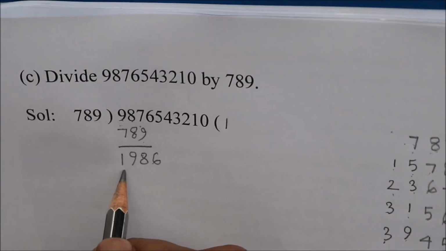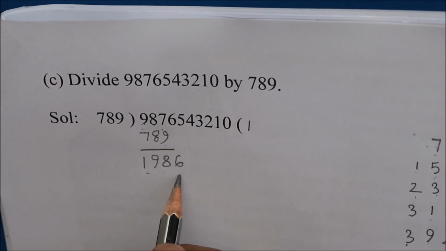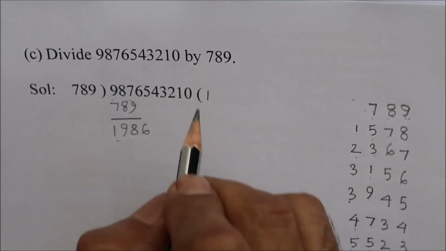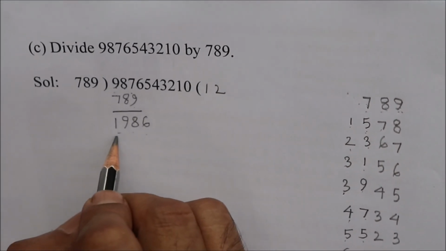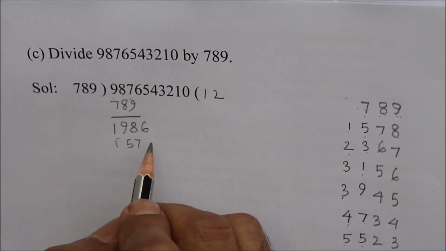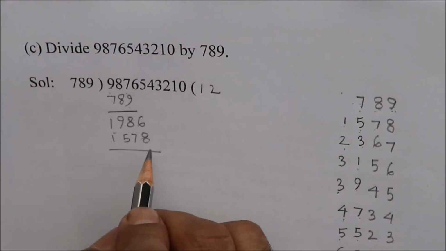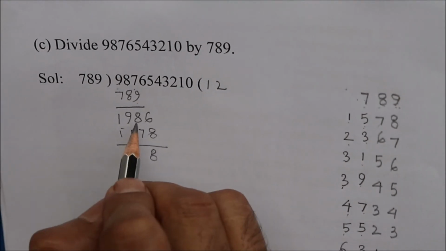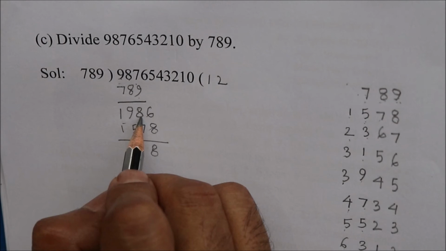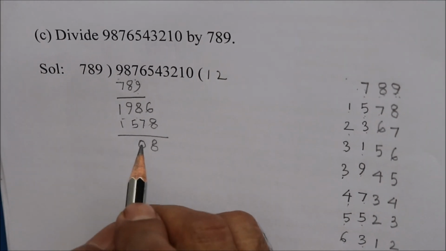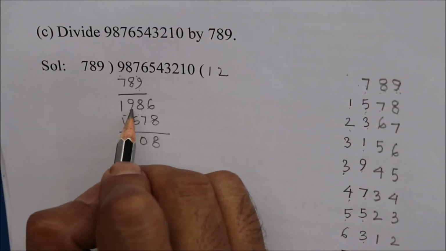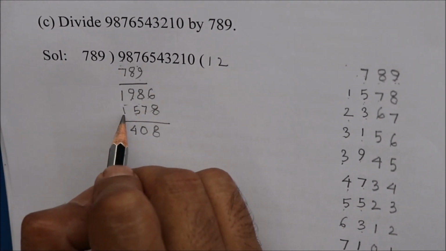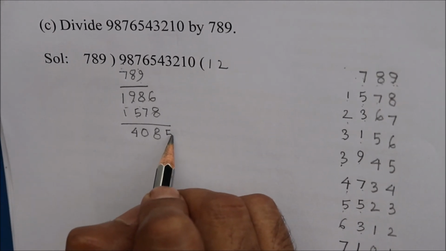The nearest multiple less than 1986 is 1578, which is the second multiple. You write 2 here, and you write 1578 here. 2 more, 8. 8 minus 1, 7. 7 minus 7, 0. 9 minus 5, 4. 1 minus 1, 0. Bring down the next digit, 5.